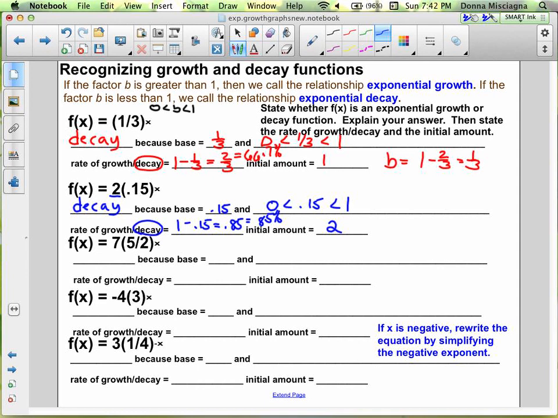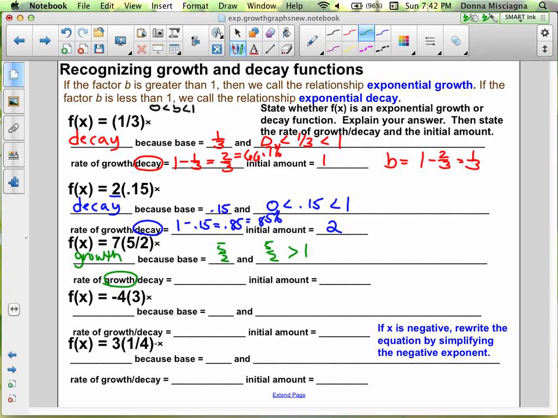All right, f of x equals 7 times 5/2 to the x. Is it growth? Is it decay? Think in your head which one you think it is. If you said growth, you were correct, because your base is 5/2, and 5/2 is greater than 1. I don't know why I gave myself such a long line to write that. So this time let's circle rate of growth. So our base here is 5/2.